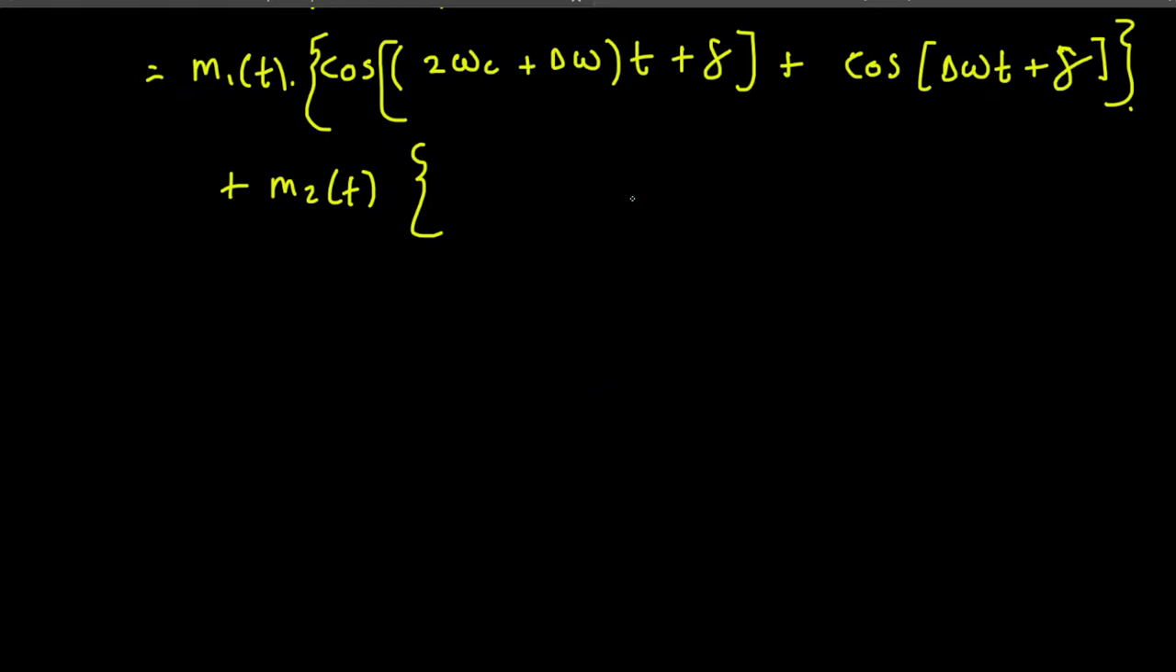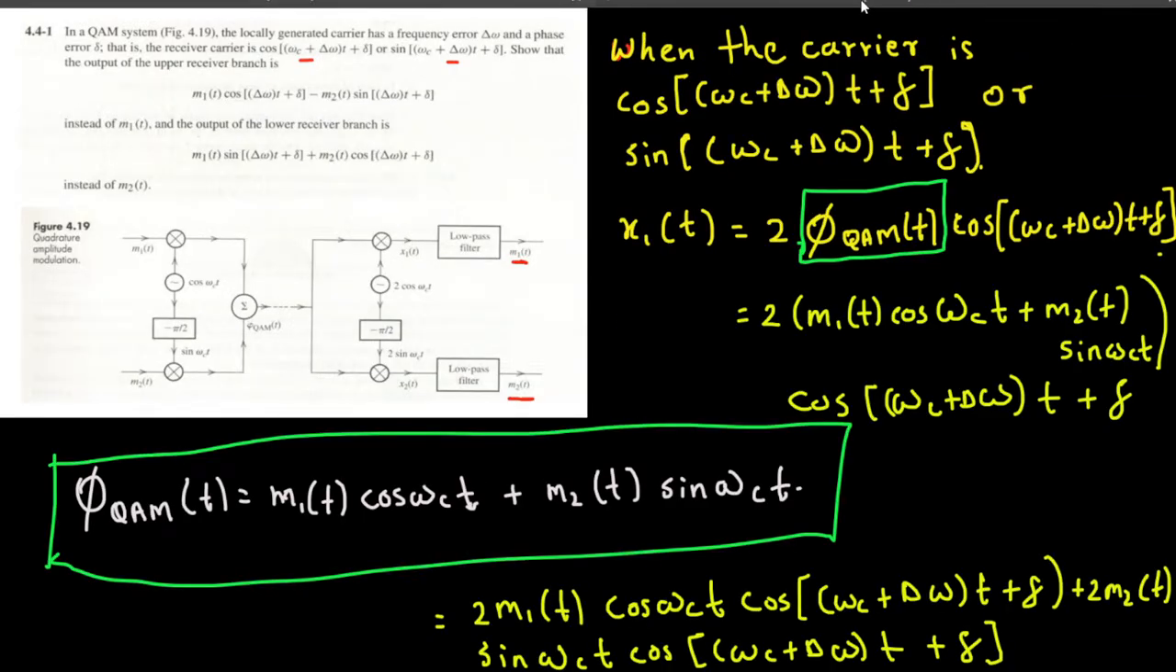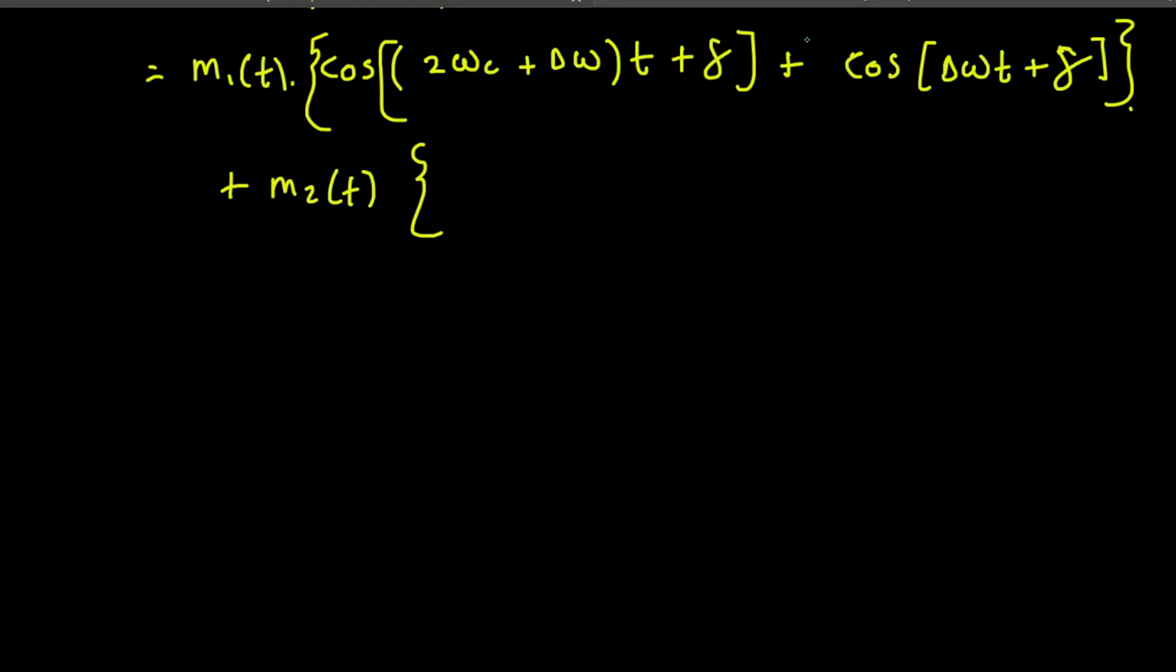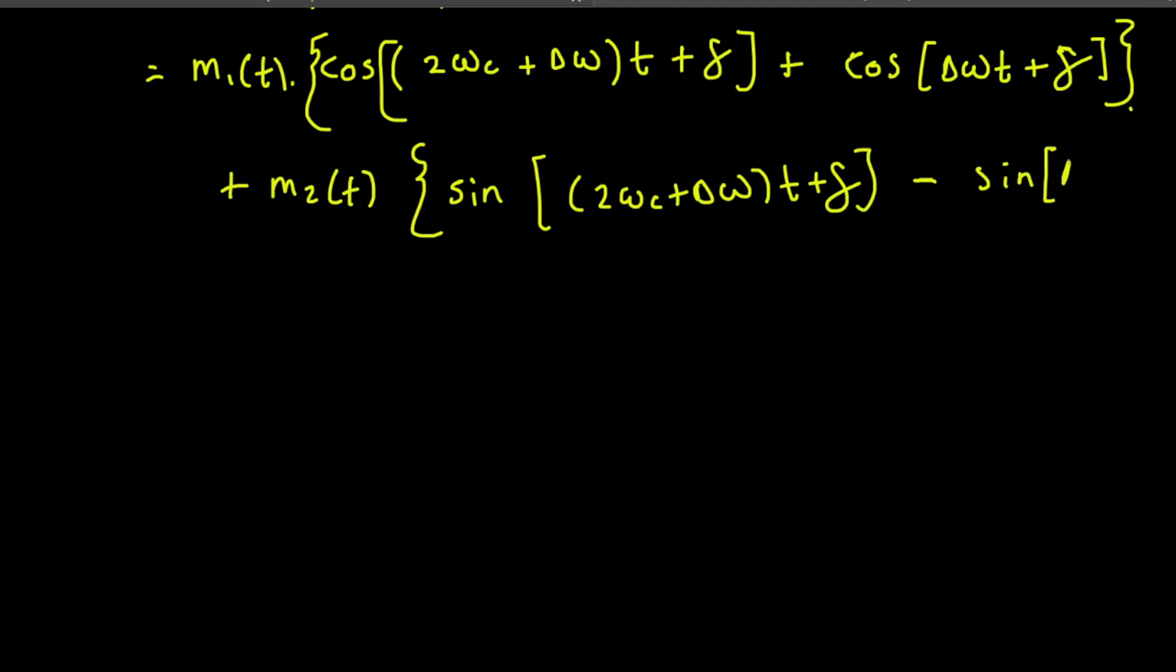Now the sine expression also is going to look exactly the same as this, so we can just rewrite it. Instead of cos, it's a plus b and a minus b, so it's going to be exactly the same. So we just write 2 omega c plus delta omega of t plus delta, and then here we are going to have minus sine of delta omega t plus delta, and that's it. And this whole thing is x1 of t.